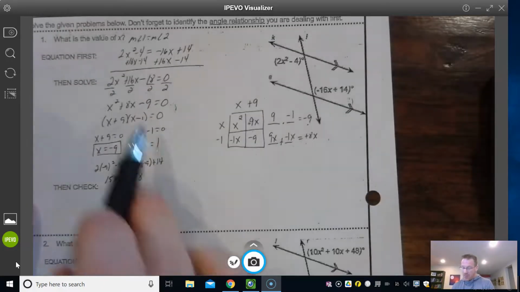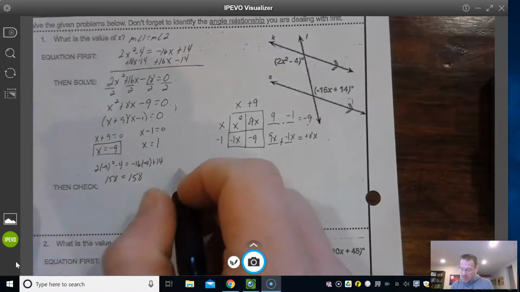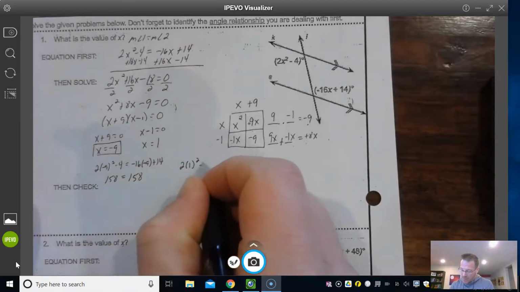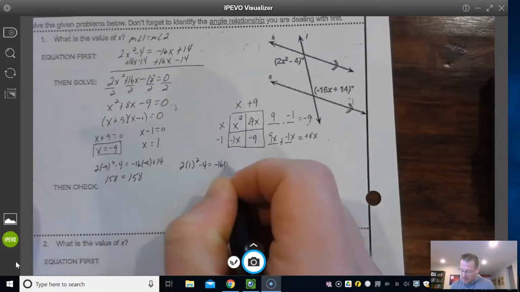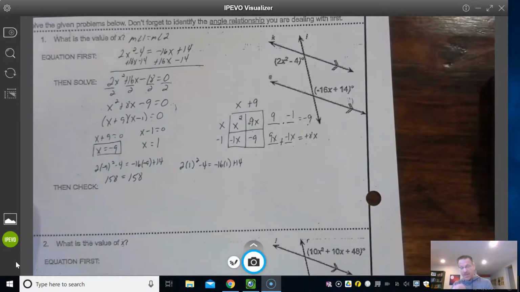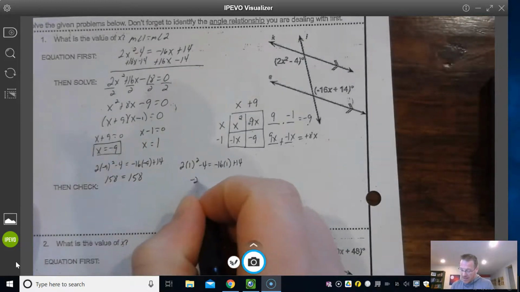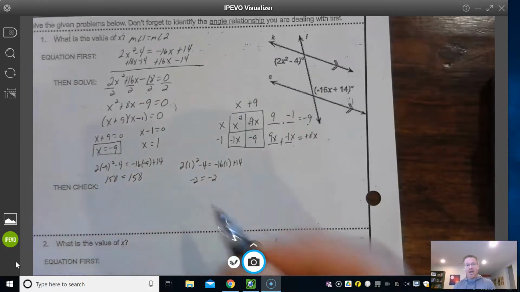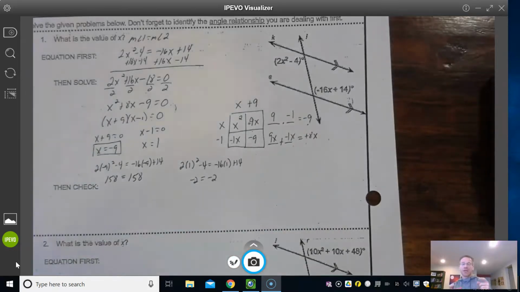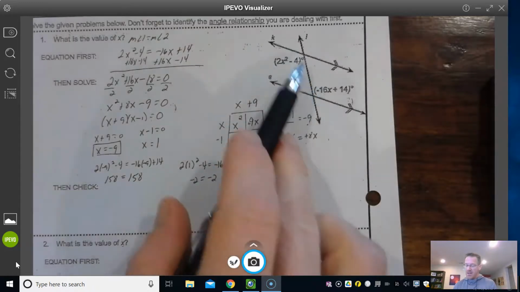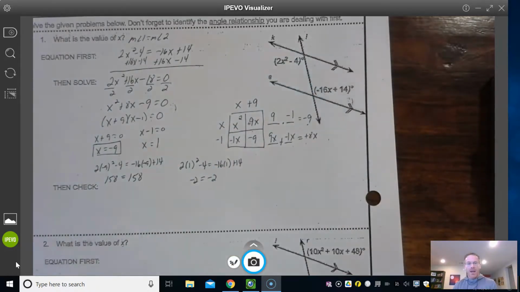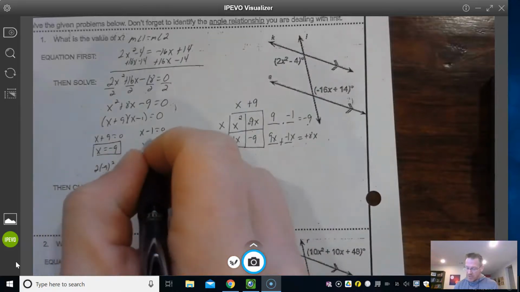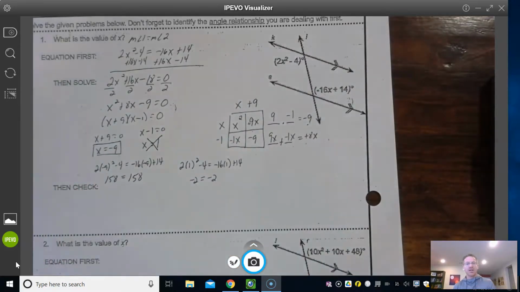Now, I want to do the same thing with 1 here. So I want to plug in 1 here. So 2 times 1 squared minus 4 equals negative 16 times 1 plus 14. Now, when I do this, however, I'm going to get negative 2 equals negative 2. Now, that is a true statement. So the relationship is true, but it doesn't make sense within the context of what we're dealing with, because we're dealing with angles. And we know angles need to have a positive measure between 0 and 180. So this, in fact, does not work. So notice the positive number actually doesn't give us a solution that works.